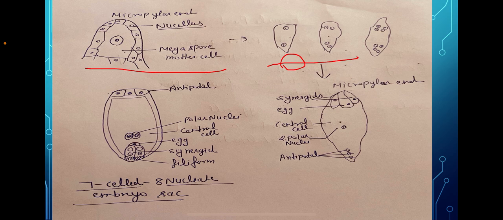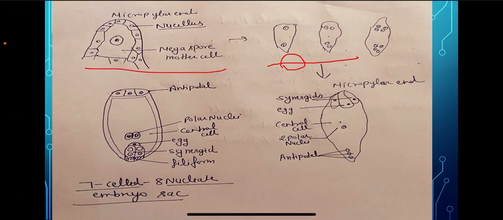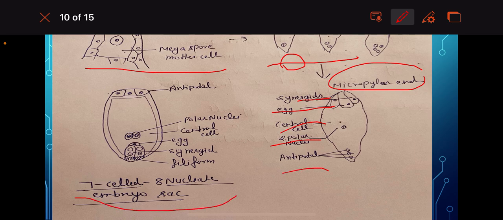And this is the structure of megasporogenesis. Here we can see the micropyle, and this is the synergid, egg, central cell, two polar nuclei, antipodal. And this is the seven-celled, eight-nucleate embryo sac. These are the antipodal cells, polar nuclei, central cell, egg, synergid and filiform apparatus.